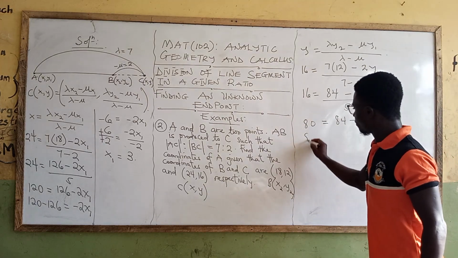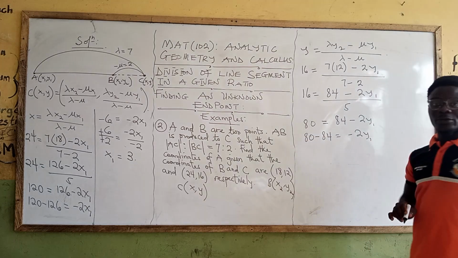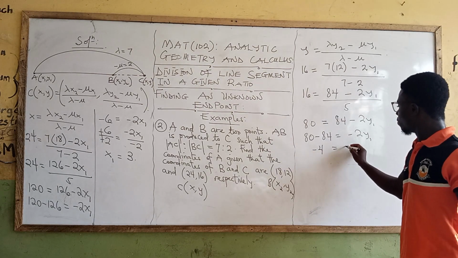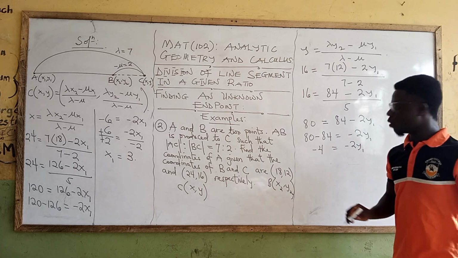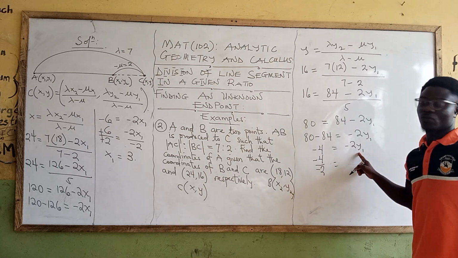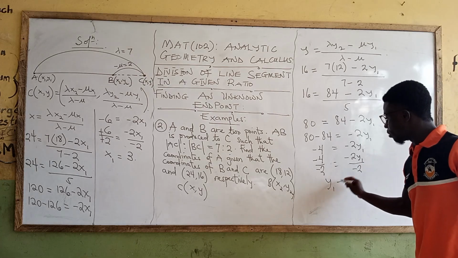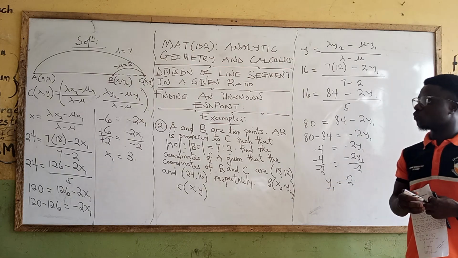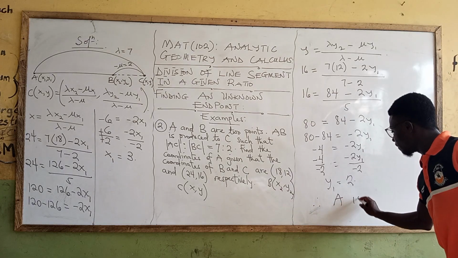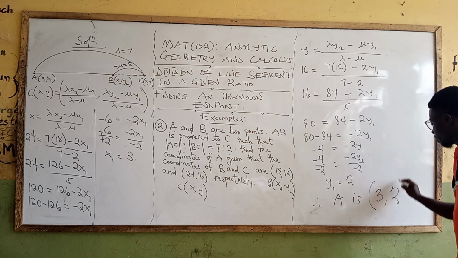So we group items, we get 80 minus 84 equals negative 2y1, right? So now 80 minus 84, we get negative 4 equals negative 2y1. How do we go about it? Divide both sides by negative 2. That's the coefficient of y1. So I get my y1 being equal to positive 2. So I can get my coordinates of A. Therefore, the coordinates of A is x1 is 3 and y1 is 2.